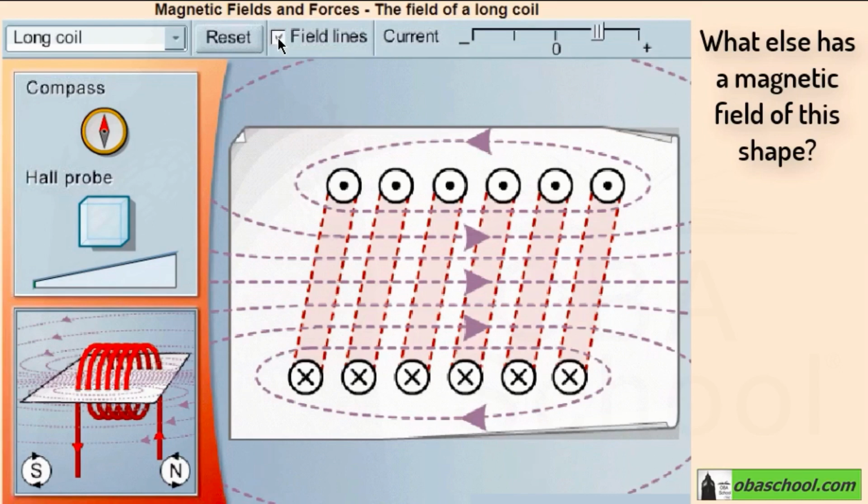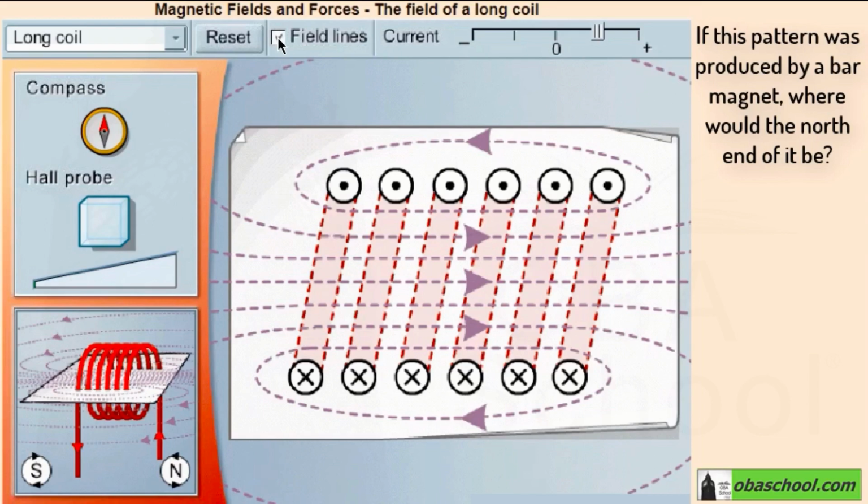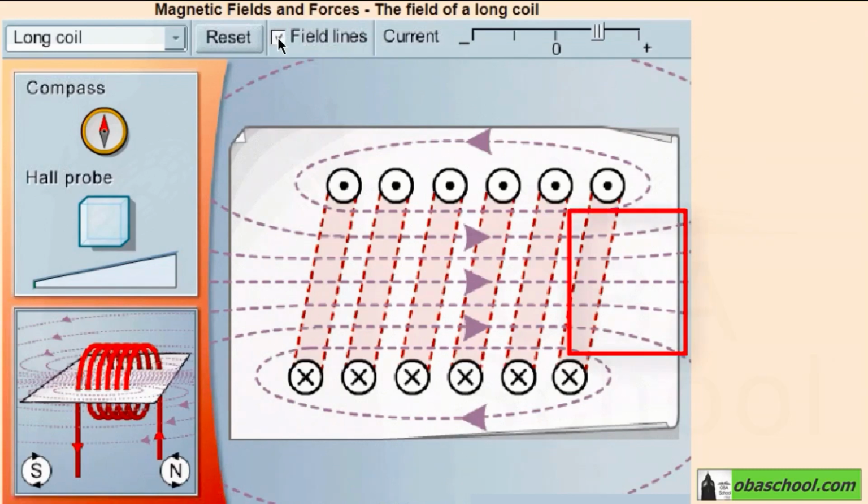What else has a magnetic field of this shape? Exactly, a bar magnet. If this pattern was produced by a bar magnet, where would the north end of it be? Yes, you are correct, at the left-hand end of the picture, because lines of force leave the North Pole and enter the South Pole. The N and S rule can be used to establish the poles of a coil.